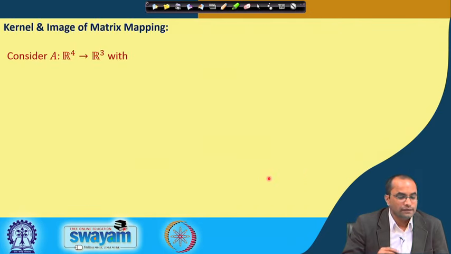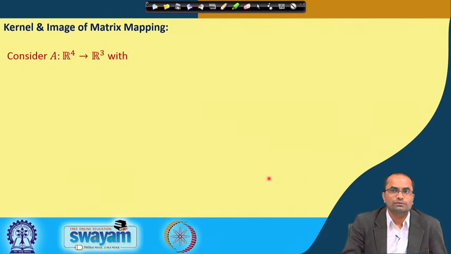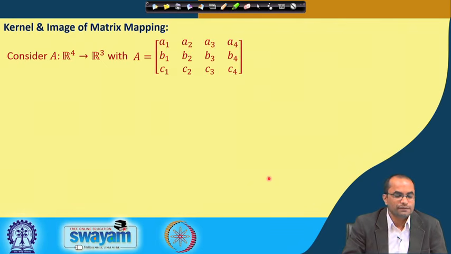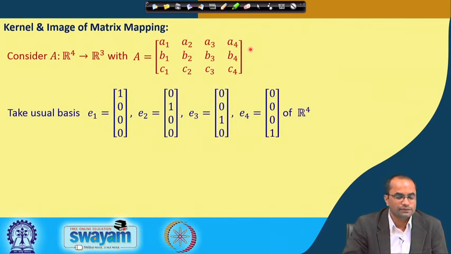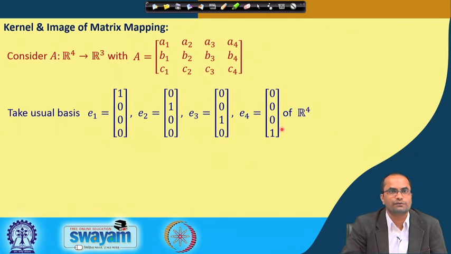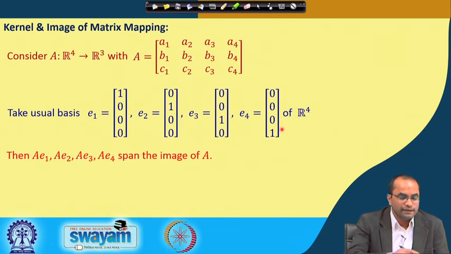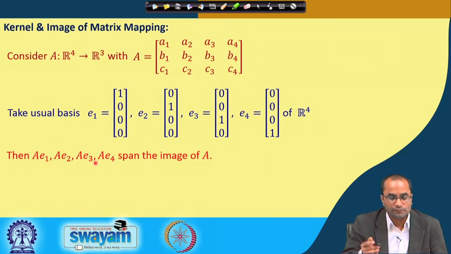So, here is the kernel and image of a matrix mapping, because matrices are also linear maps. Let us quickly consider a simple example of a matrix with 3 rows and 4 columns, and take for instance the usual bases E 1, E 2, E 3, E 4 of R 4. These are the standard bases of R 4, which we have already discussed before. Then, as per the previous theorem, we know that A E 1, A E 2, A E 3, A E 4 will span the image of A.